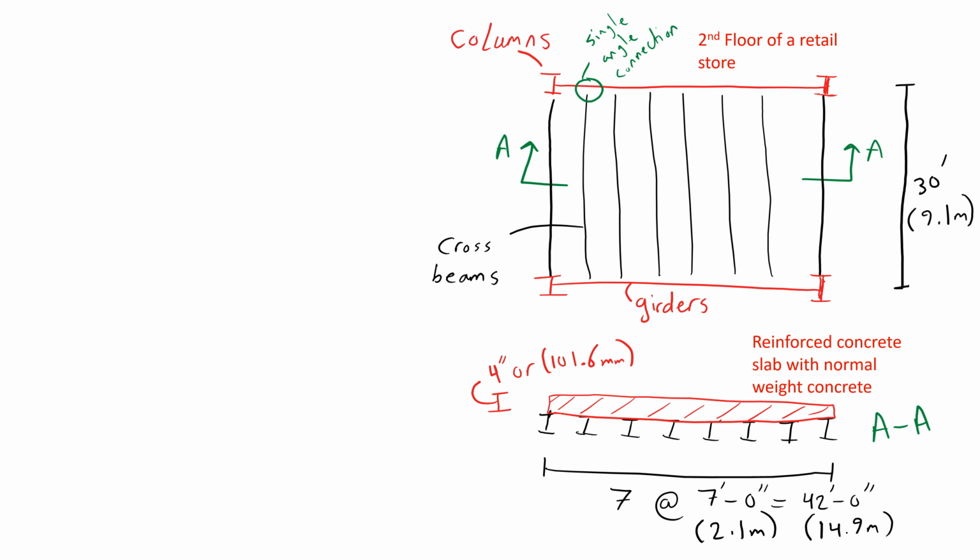The cross beams are carrying a 4-inch thick reinforced concrete slab with normal weight concrete. The area covered by the flooring system is planned to be partitioned by a maximum of 5 steel partitions. First, let's find out the maximum expected loads on our structure.